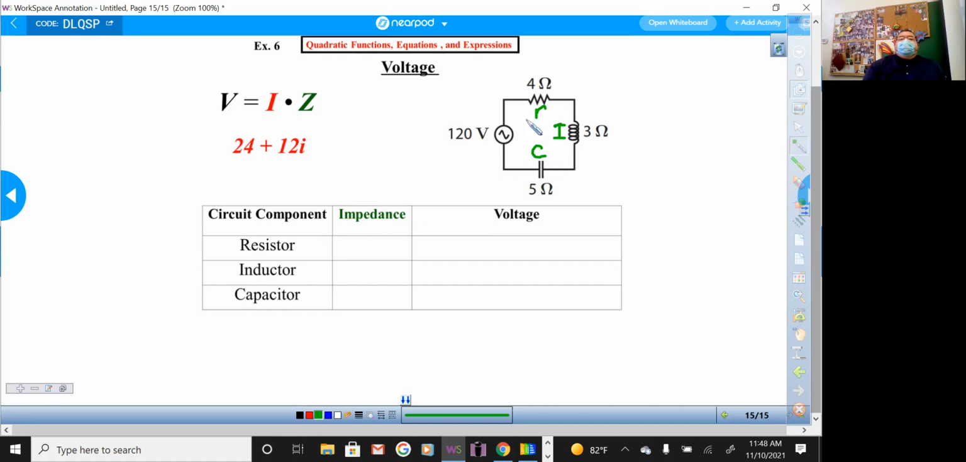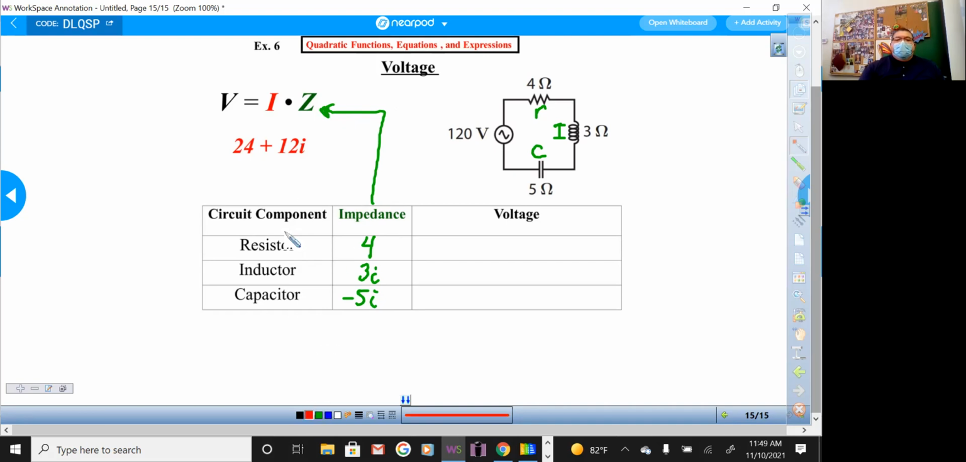Resistor, what is the impedance? 4 ohms. So I would write what? 4. Okay. Inductor, it's 3 ohms. So I would write what? 3i. Capacitor is 5 ohms. So I would write -5i. Okay. Now, for those of you that are still a little bit confused, draw a green arrow and label that the Z, because that's what we're going to substitute into the formula.